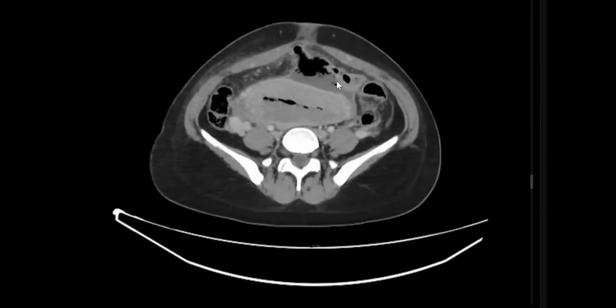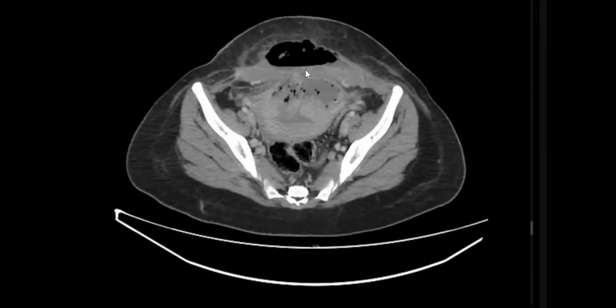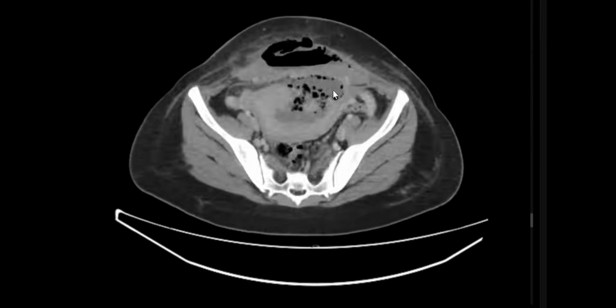Also, some peripherally enhancing collection along with air foci and some amount of subtle enhancement is noted. Stop here. Can you comment on the uterine wall in this area? Yes, sir. There appears to be a giveaway of the uterine wall in this area with communication with the endometrium. So the collection appears to be tracking from the site of dehiscence.